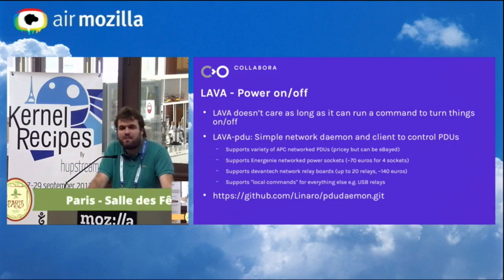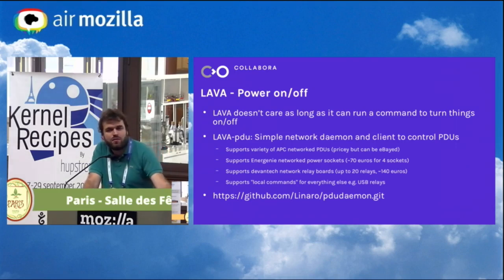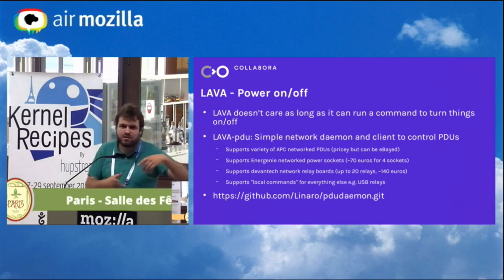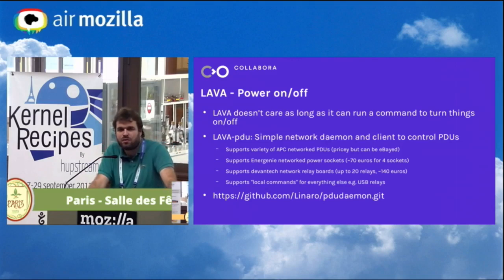You can buy them a lot cheaper on eBay. There's a bunch of cheaper ones that we've used with success. There's the Energenie network power sockets, the little boxes with power sockets on it that are network aware, for like 70 euros, so it's pretty cheap. The Devantech network relay boards, up to 20 relays, 150 euros. And you can get really cheap USB ones for 20, 30 euros. This really shouldn't be a blocker.